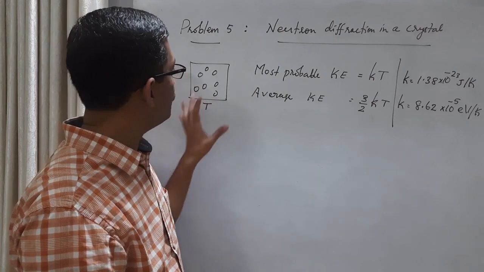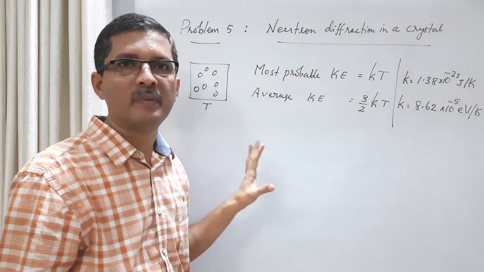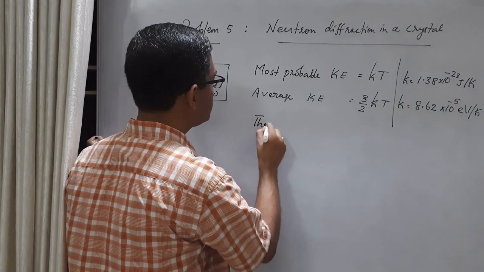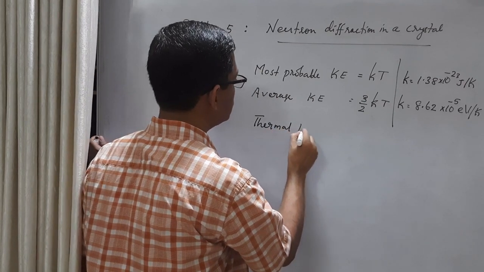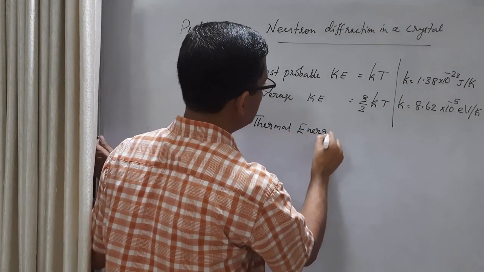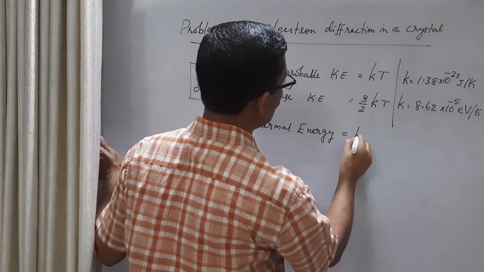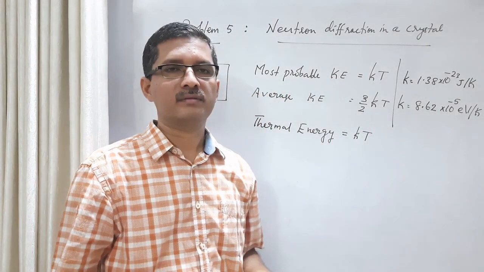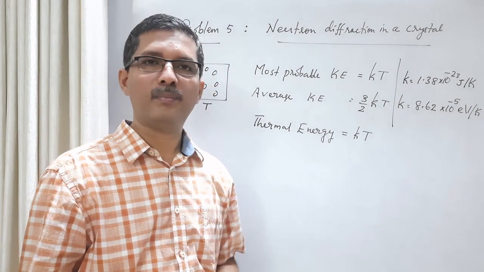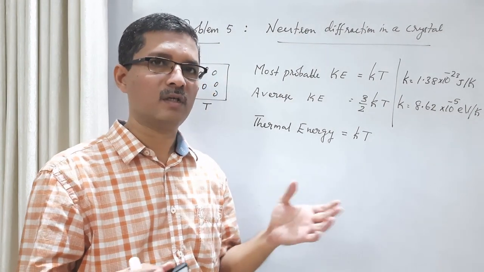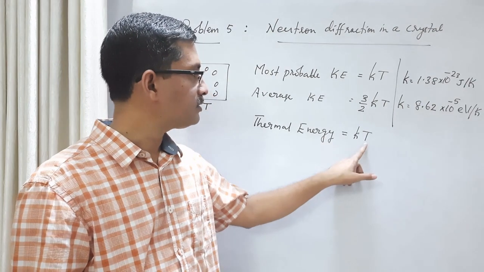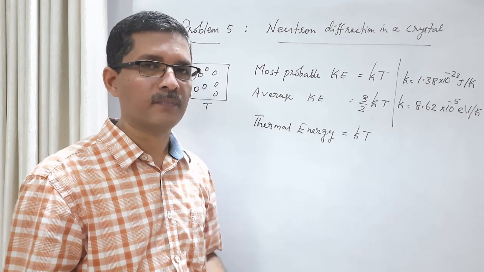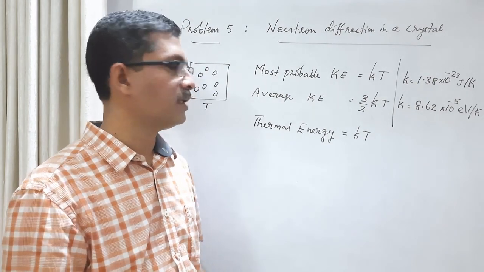Now, if you have a collection of particles in thermal equilibrium at temperature T, its thermal energy, the term thermal energy, is always used for the most probable energy. So the thermal energy of a collection of particles in thermal equilibrium at temperature T is this most probable energy. That is what it is referred to as thermal energy.